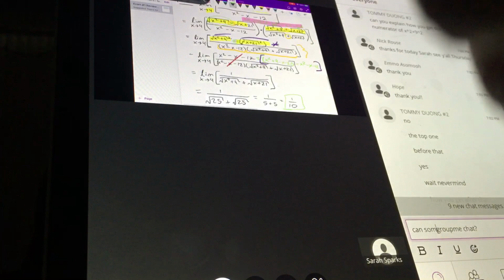I know that was a lot. This was probably the most algebraically intensive problem for today. I don't know if that makes you guys feel better, but yeah. So 1/10 is the final answer.